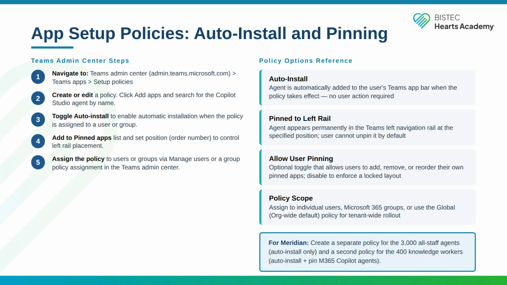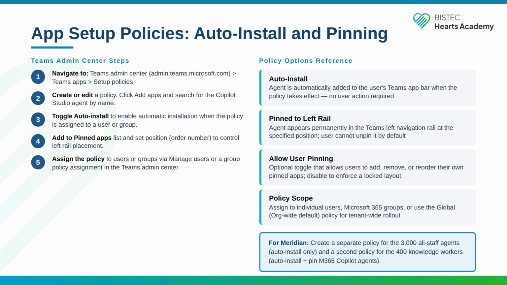Navigate to admin.teams.microsoft.com, then Teams Apps, then Setup Policies. Create or edit a policy. For Meridian, you will create at least 2. Click Add Apps and search for your Copilot Studio agent by name. Enable the auto-install toggle to automatically deploy the agent when the policy is assigned to a user or group. Add the agent to the pinned apps list and set a position number to control its placement in the left rail.